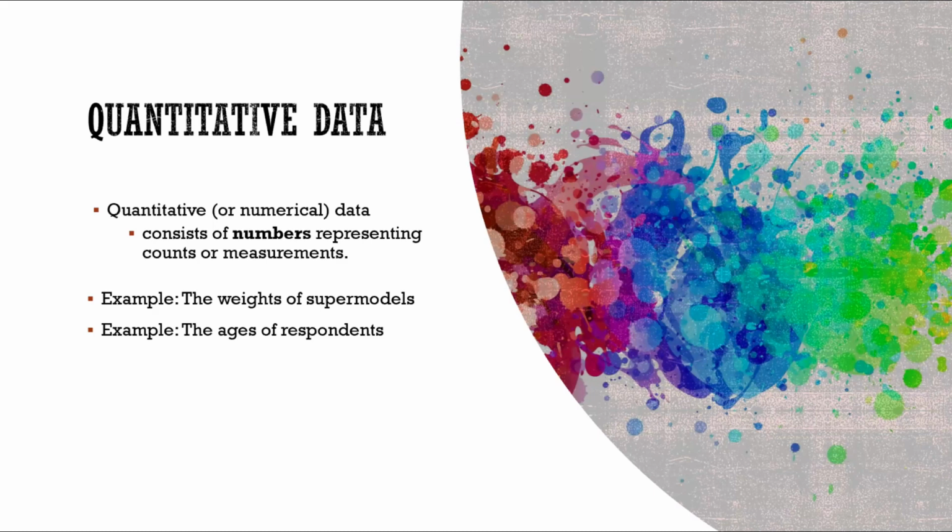Now, a lot of people shorten it to quantitative is numerical data, but that's not always true, right? Of course, the number has to be meaningful in some way other than being an identifier. For example, on a football team, right?